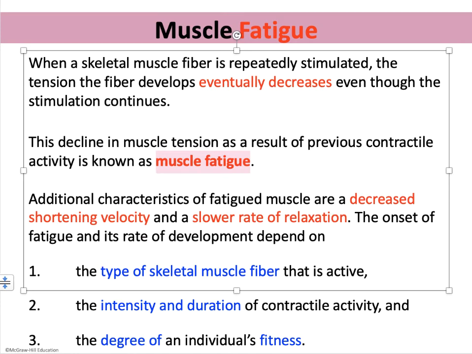Fatigue is not the same for every single type of muscle in the body, so the onset of fatigue and its rate of development depend on three parameters: the type of skeletal muscle fiber that is active, which I'm going to look at shortly; the intensity and duration of the contractile activity, how long and how intense; and the degree of one's fitness.